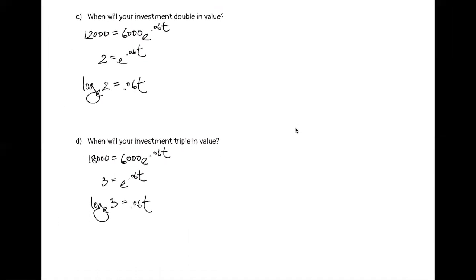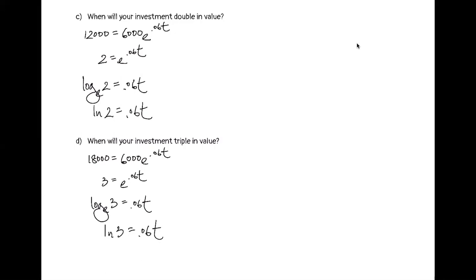Okay, now I think in the beginning, it's not a bad idea to write log base e. But by the time we get to the end of this course, I want us to be really comfortable writing log base e as ln. So ln of 2 equals 0.06t, and ln of 3 equals 0.06t.